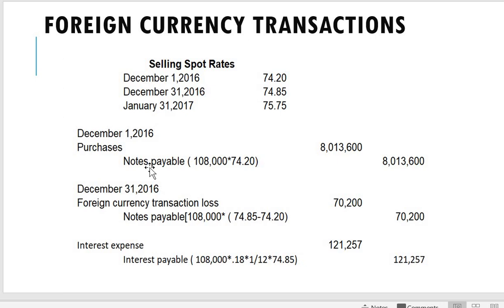Okay, so the amount of our loss is the difference between the direct exchange rate at December 31, 2016 versus December 1, 2016. So that's 74.85 less 74.2. Then we multiply it by the number of foreign currency, which is 108,000. So at December 31, 2016, we do have a 70,200 loss.